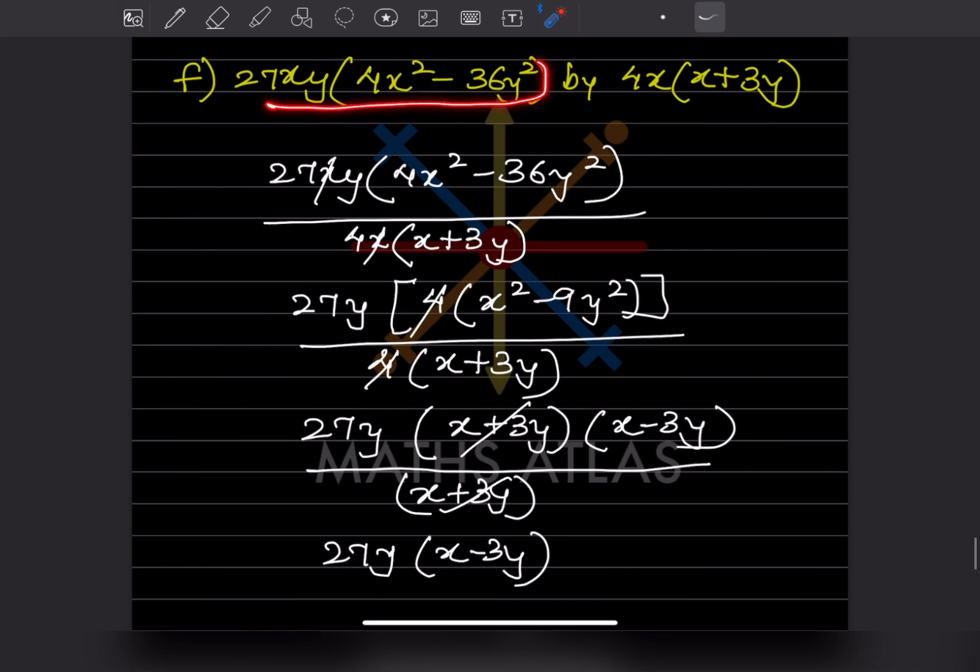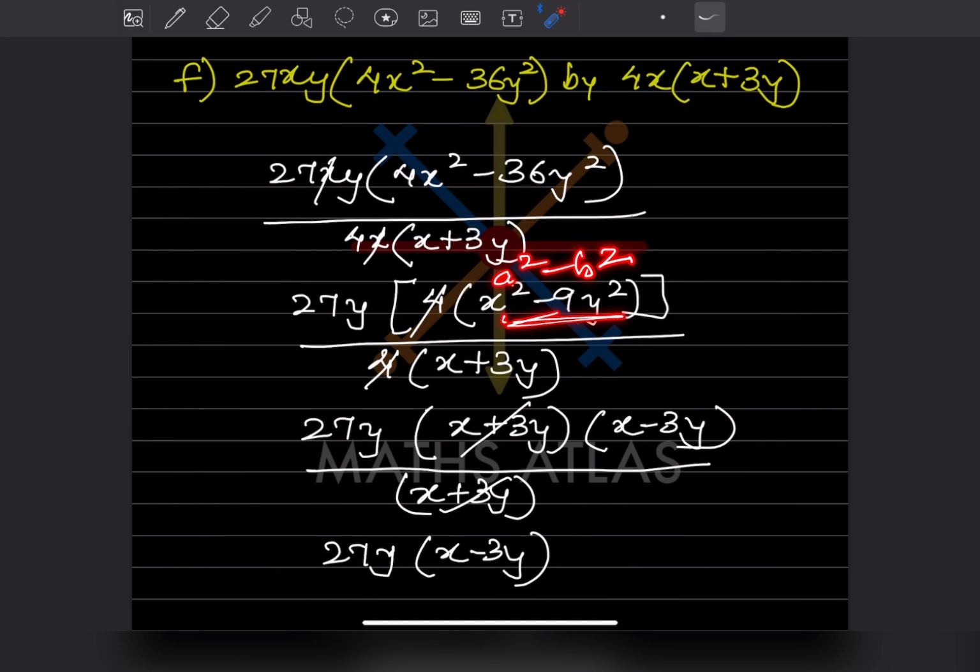Now here again, what we can say is x and x get cancelled. So here 27y, and this is 4. Otherwise you can do one thing: we can take 4 common from here, and then what remains in the bracket is x square minus 9, because 9 4s are 36y square. In the denominator, this x is gone, so in the denominator only 4 remains, and this is the same, 27y.